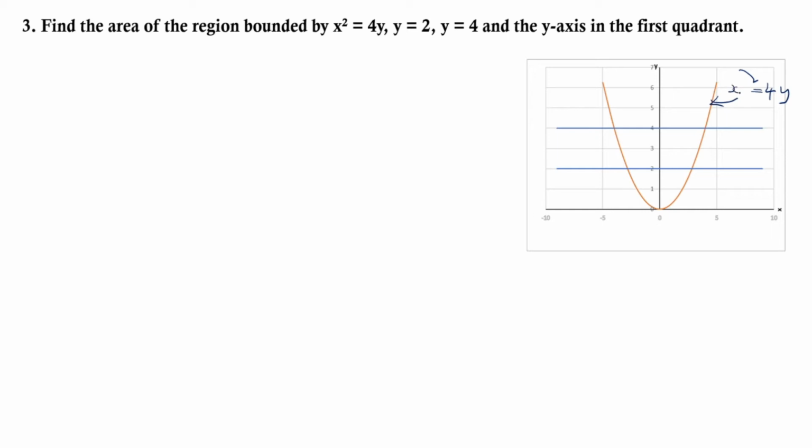The line y is equal to 2 is a straight line which passes through 0, 2 and parallel to the x-axis. The line y is equal to 4 is a straight line which passes through 0, 4 and parallel to the x-axis. This is the y-axis, and we have to find the area of the region bounded by these lines and curves. So the corresponding region is this part.